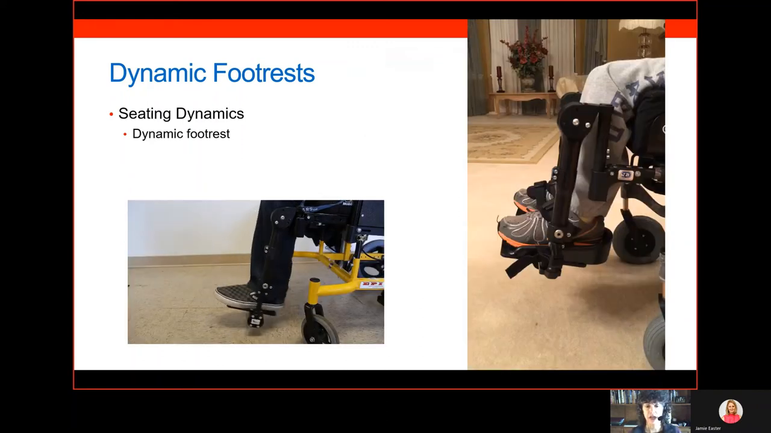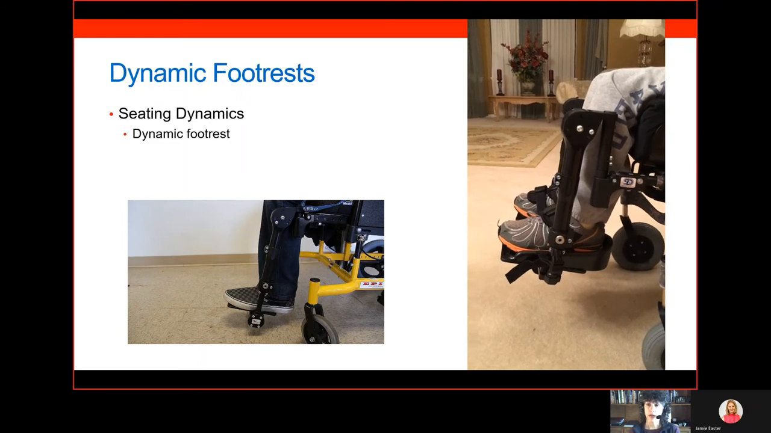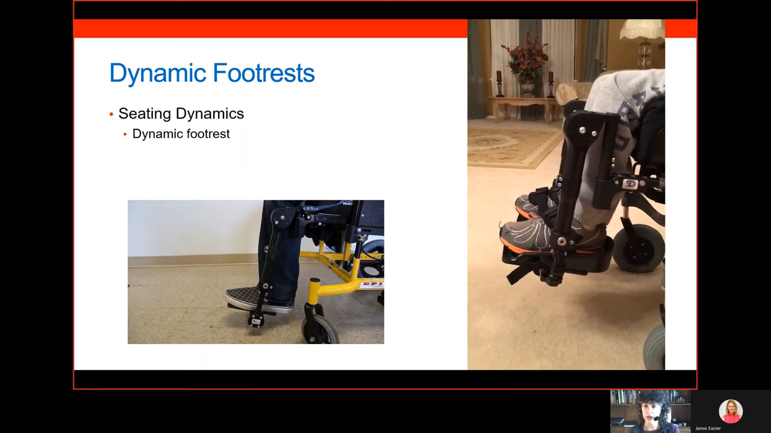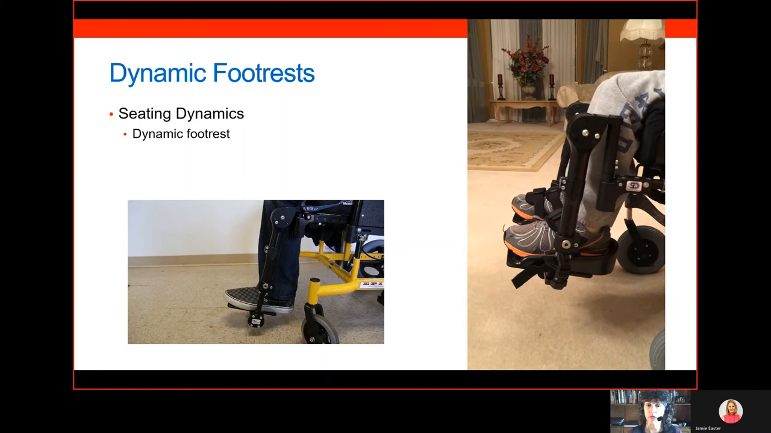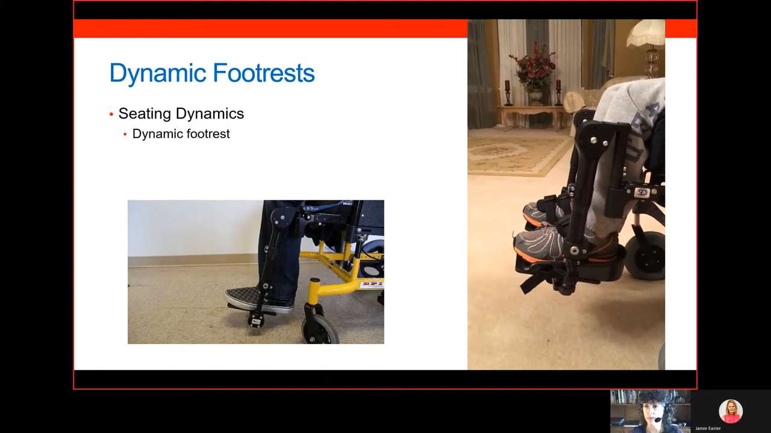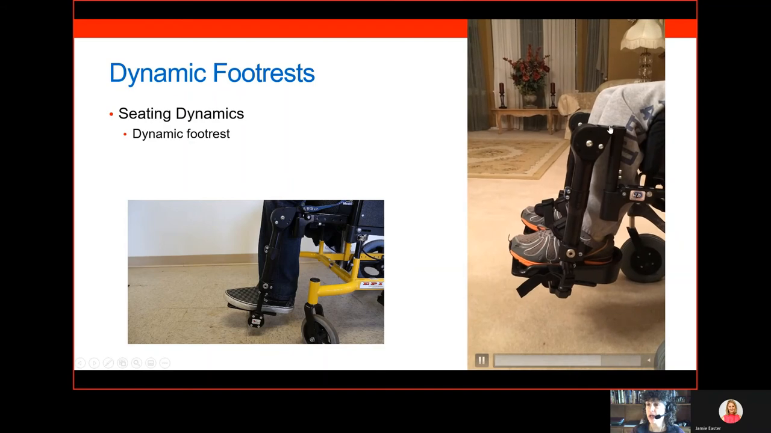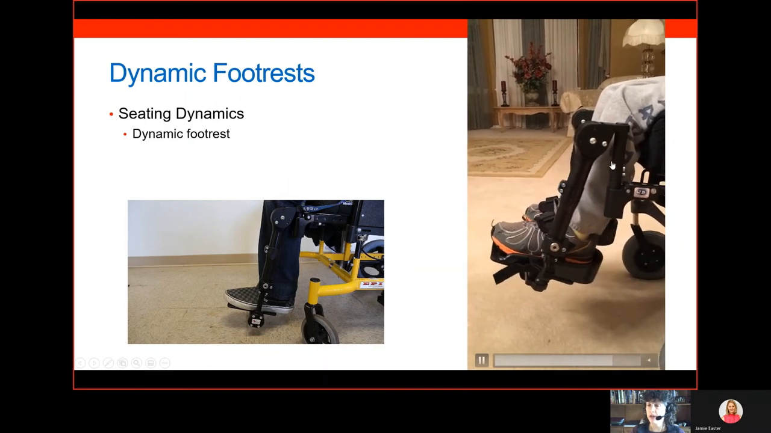Here on the left, we'll see a demonstration of the dynamic footrest. And you can see all 3 movements here: knee extension, telescoping, and plantar flexion. On the right, Spencer is showing us how he is able to move these foot plates depending on what's happening with his tone. He has a high pivot option here, and that places the pivot point at a better spot for him to activate these.